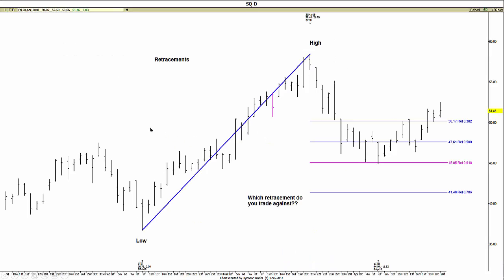Okay, just an example of a retracement. This is the stock square, and here we measured a prior low to high swing, ran the retracements, and then you watch these retracements for possible reversals. Now you're not going to get a turn at every single retracement, but you do want to watch each one.